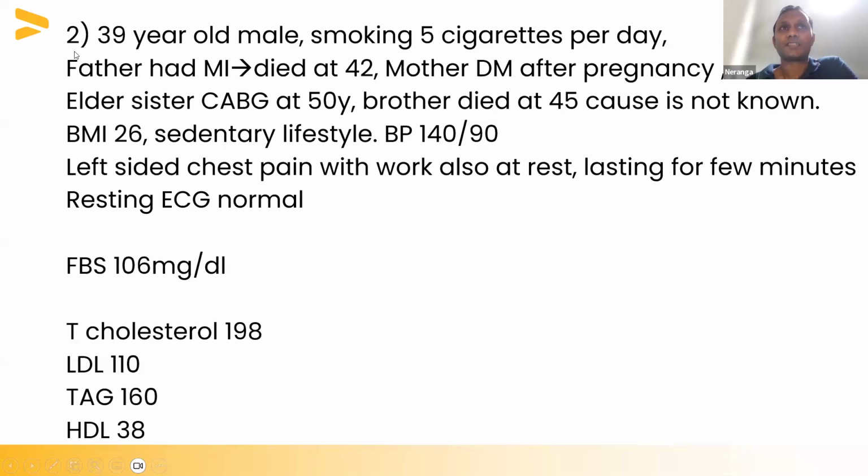Second case, a 39-year-old patient is smoking 5 cigarettes per day. Father had MI and died at 42. Mother had diabetes, which was diagnosed after pregnancy. Elder sister had a CABG at 50 years. Brother died at 45. BMI 26, sedentary lifestyle, blood pressure on the higher side.